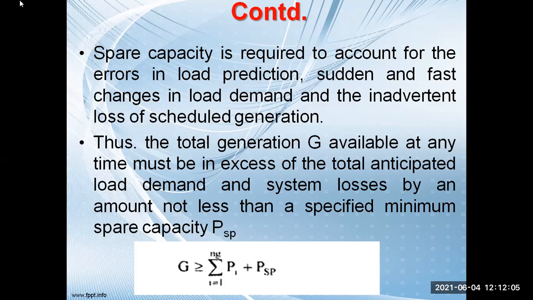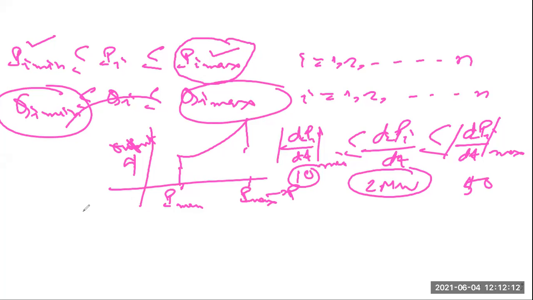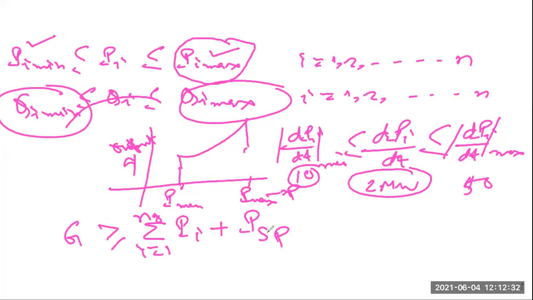So actually the generation should not be something excess. G should be greater than or equal to the generation available from a number of generators, that is the summation of PI from I equal to 1 to NG, that means the generation available from the generators, plus some amount of reserve capacity. PSP is basically the reserve capacity of that particular generator.